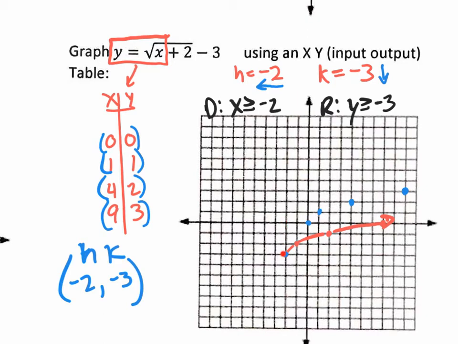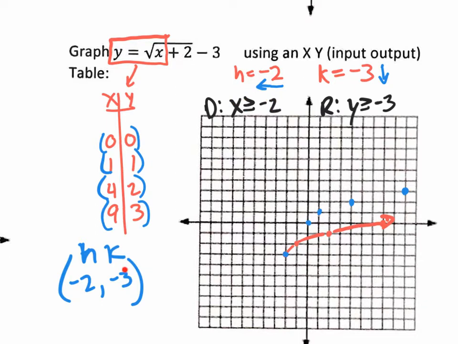So this beginning point is at the x value of negative 2, and it doesn't exist at negative 3 or at negative 4 or at negative 5. It exists at negative 2 and also at negative 1 and 0 and 1, 2. It exists at negative 2 and to the right. That's why we have domain being x is greater than or equal to negative 2.